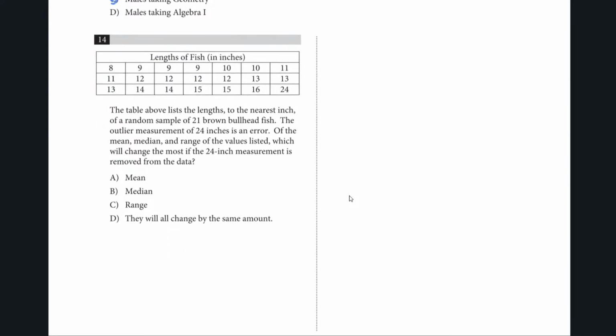The table above lists the lengths to the nearest inch of a random sample of 21 brown bullhead fish. The outlier measurement of 24 inches is an error. Of the mean, median, and range of values listed, which will change the most if the 24-inch measurement is removed from the data?